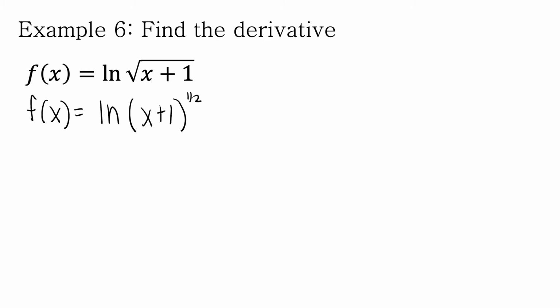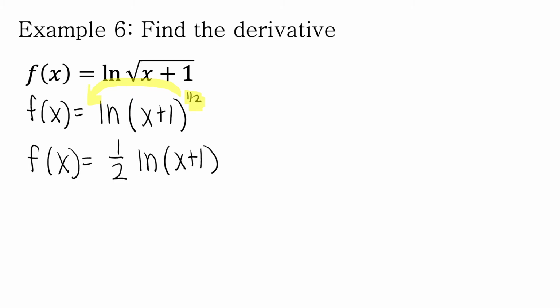So one big property of logarithms is that you can move an exponent to the front. So in an additional rewrite step, I'm going to write my function f of x as 1/2 times the natural log of x plus 1. So now my 1/2 has become a constant multiple, and I can handle the derivative of the natural log of x plus 1 like I just did in the first 5 examples.